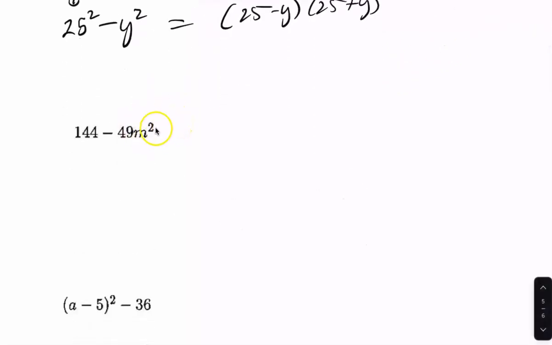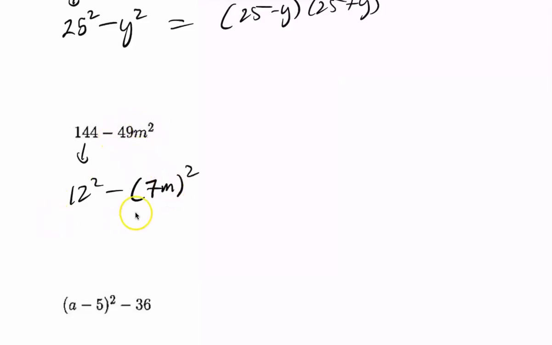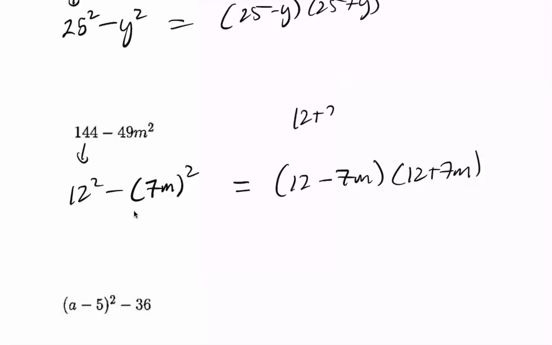Same thing here, even if there's a variable in the back, doesn't matter. 144 is 12 squared. 49m squared is the same thing as 7m squared, right? If you take the square root of this, you get 7m. So that's what that is. So it's going to be 12 minus 7m, 12 plus 7m. And just keep in mind, it doesn't matter if you want to do this guy first, you could also do that guy first. Same answer, the exact same answer.